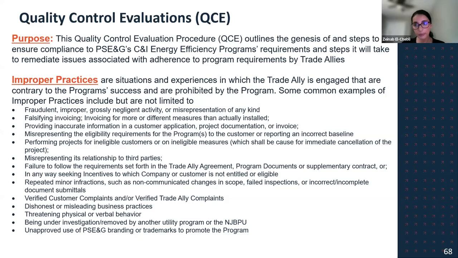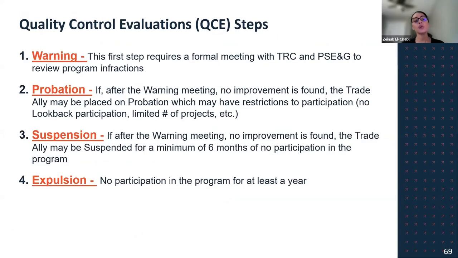There is a tiered system for the steps that we will go over in this slide. First and foremost, it is a tiered process. It starts off with a warning and it could escalate all the way to expulsion. Warnings are the first step, meeting with TRC and PSE&G to review the program infractions.